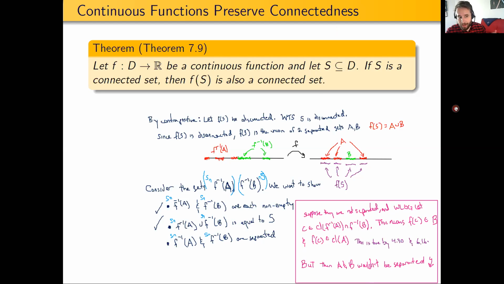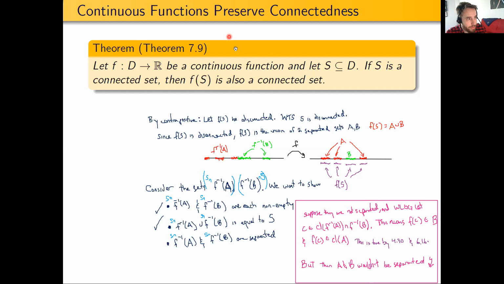And so if we're assuming for contradiction that they are not separated, that means that at least one of those intersections has something in it. So without loss of generality, we are going to find a point in one of those intersections. We will assume that it's the closure of the preimage of A, intersect the preimage of B, and we'll call that point C.